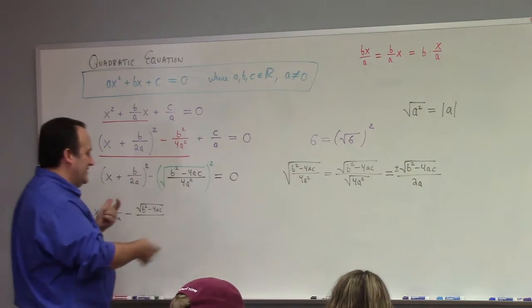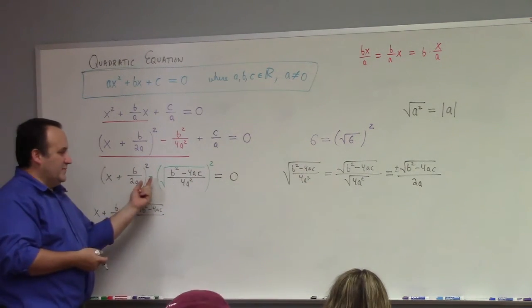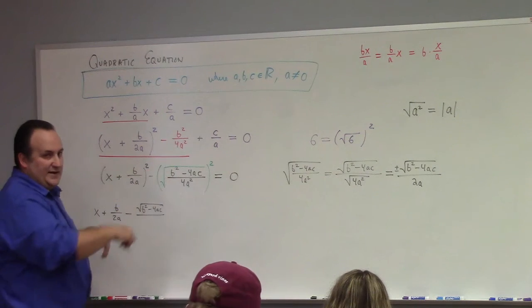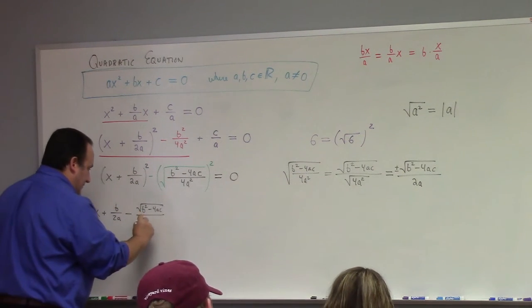But if you think through it, it doesn't really matter because you got a plus for one, you got a minus for the other. So we can just ignore that plus minus and just put a 2a here. There's no loss of generality.